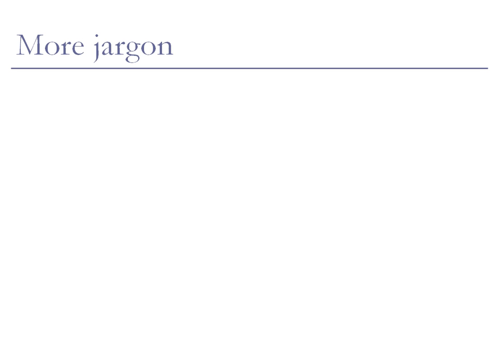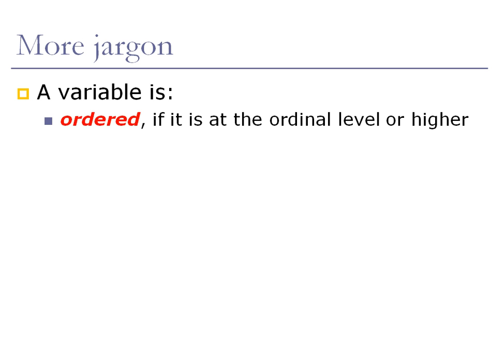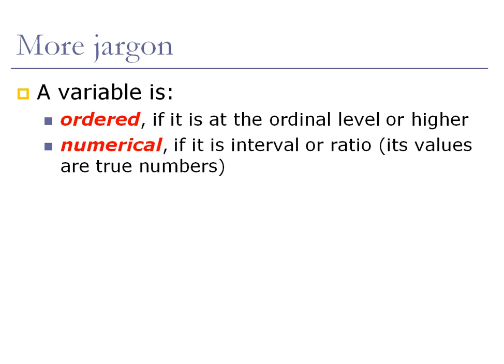Alright, so once again, we're going to be doing some more work to clarify the difference among these four levels later. But let's quickly look at some more jargon words that are used in statistics. First of all, a variable is said to be ordered if it is at the ordinal level or higher. So ordinal, interval, or ratio, it's ordered. There is a natural order. And a variable is called numerical if it is interval or ratio. In other words, if its values are true numbers. And as I said, in that situation, the methods are pretty much the same.